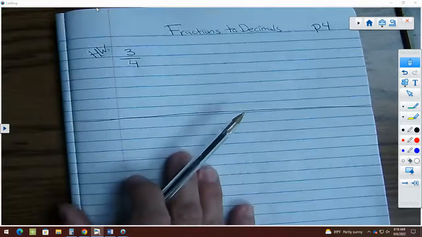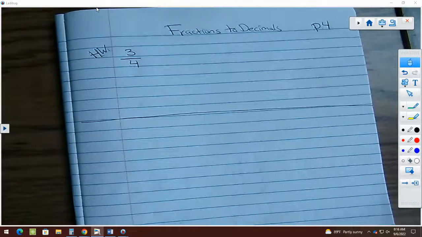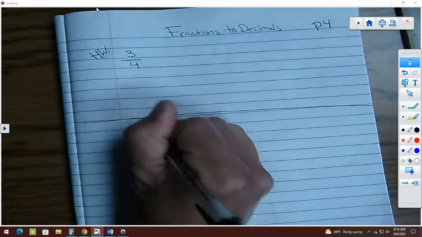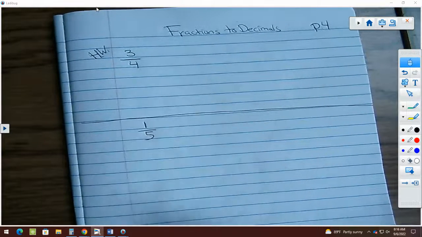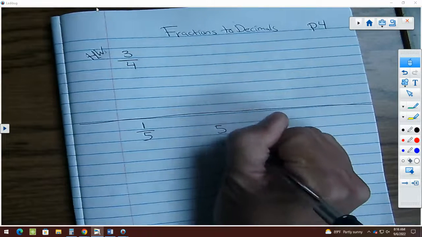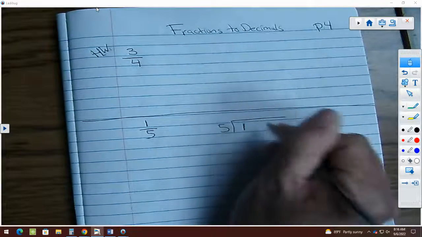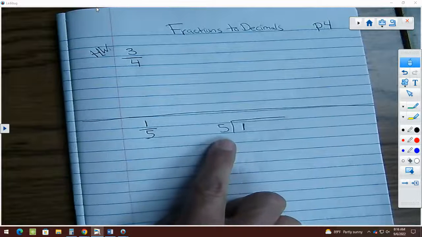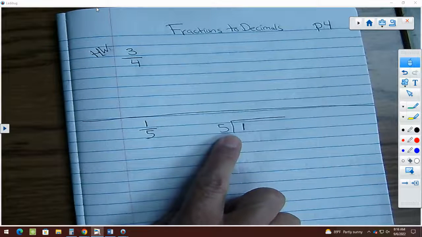So 3/4 will be for homework, okay? 1/5, I'm going to do it, and 2/5 will be for homework. So 1/5, I'm going to do it with you. Okay, 1/5. Bottom out. 5 goes outside. 1 comes inside.